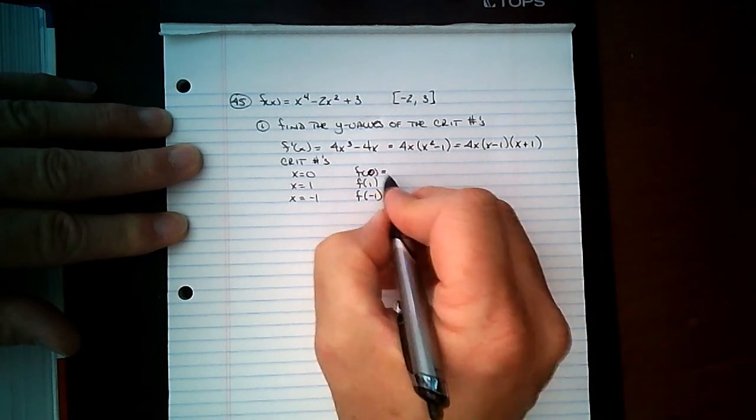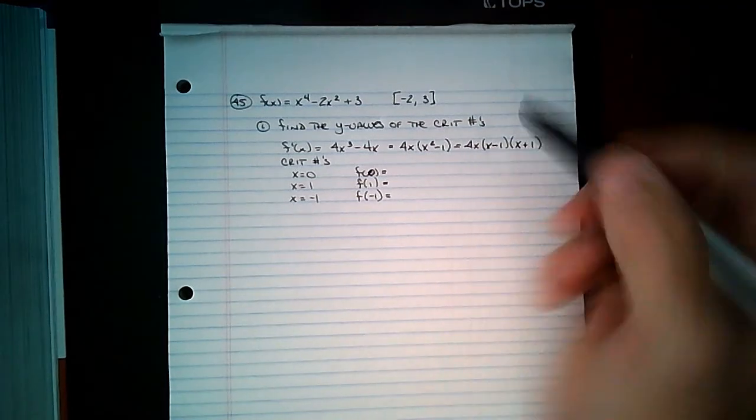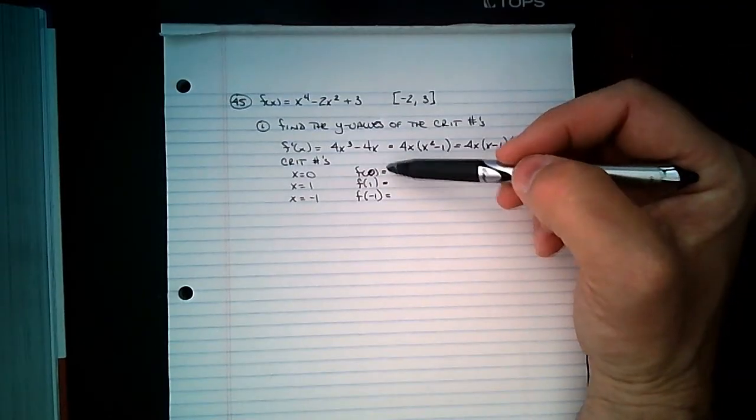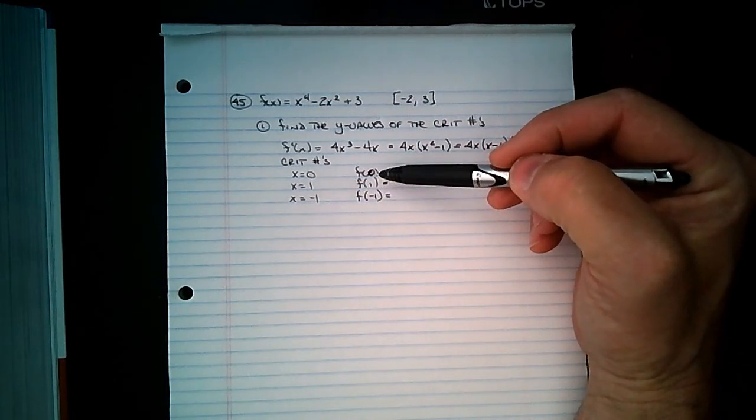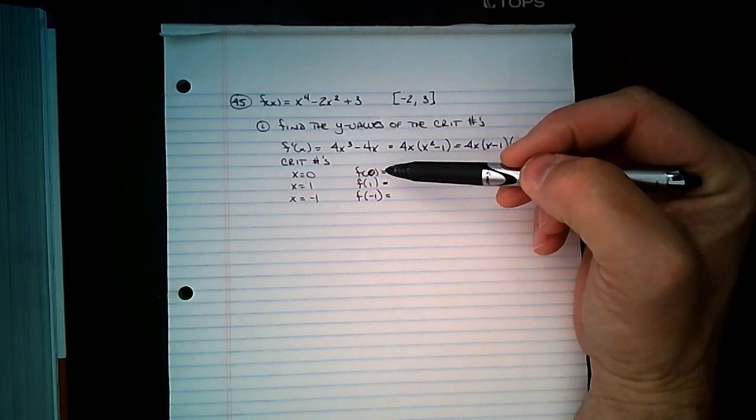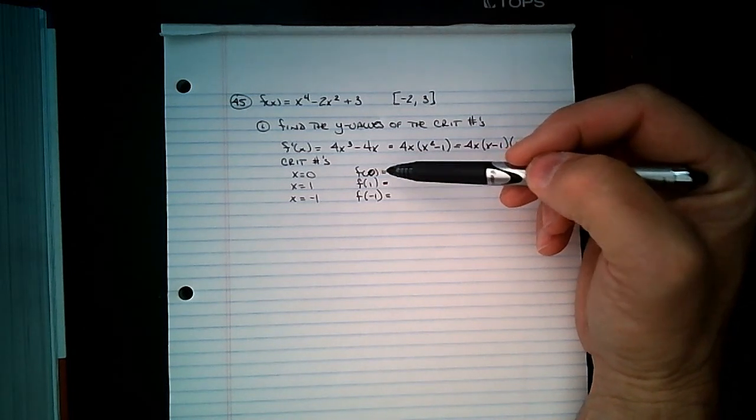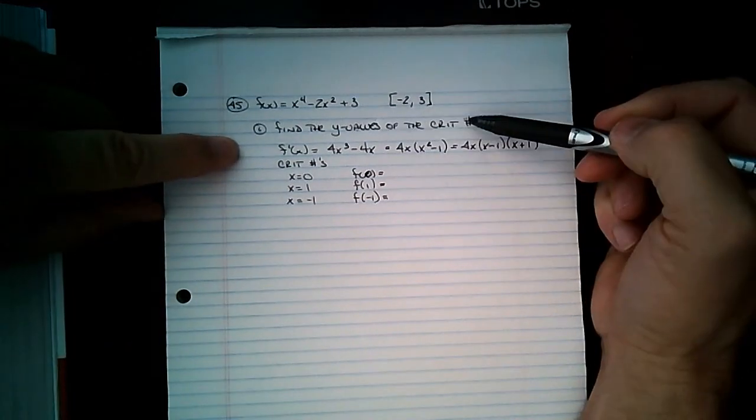Don't be the kid that mistakenly plugs these values that we just found back into the derivative. Because a funny thing's going to happen when you plug it in the derivative. You're going to get 0 every time. You don't want to be that person that's like, man, why do I keep getting 0? I guess all my absolute mins are 0. Well, no. You've got to plug it back into the function. Find the y values of the critical numbers.